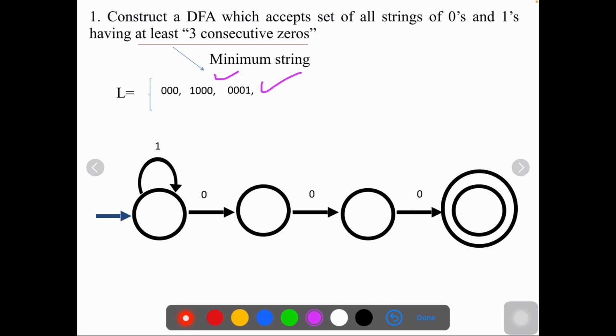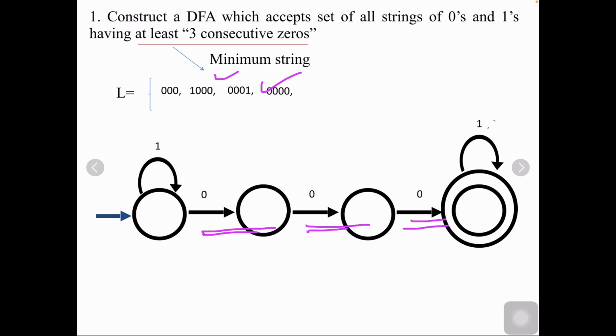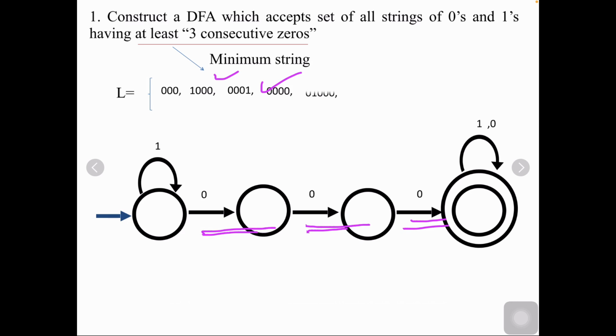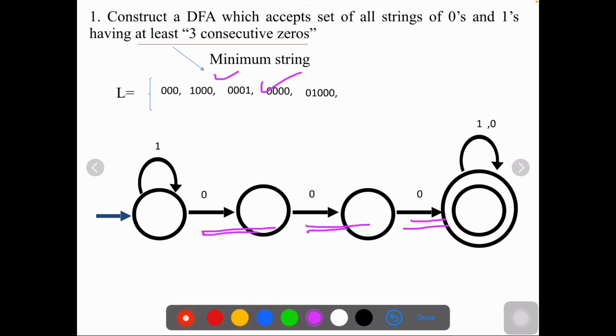Third string taken is 0 0 0 0. It can end with any number of ones at the end, right? That is valid. Take one more 0, so 4 zeros come. It can end with any number of zeros at the end. Then 0 1 0 1, so 0 1 0 is also valid, since it contains at least 3 consecutive zeros.